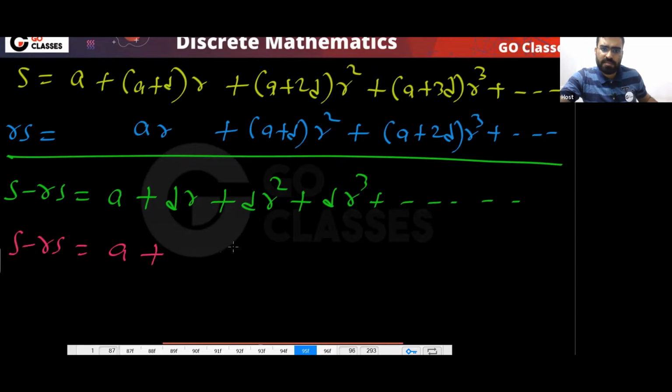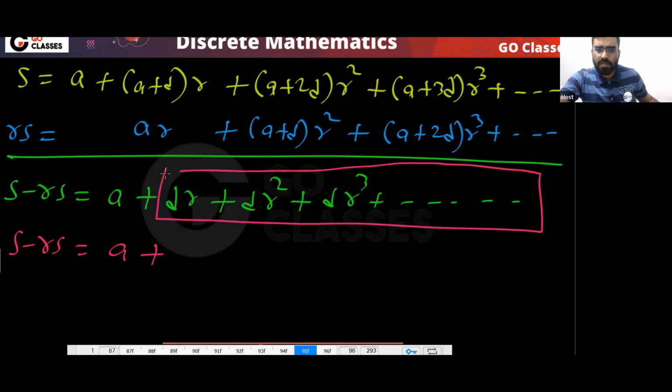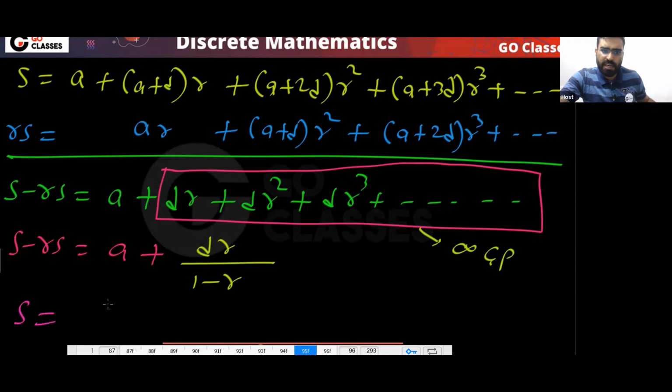That will be A plus, look at this, this is your infinite GP. So that is DR divided by 1 minus R, because this is your infinite GP now, and we know the formula for infinite GP. Now from here, we want S. S will be A upon 1 minus R plus DR upon (1 minus R) whole square.